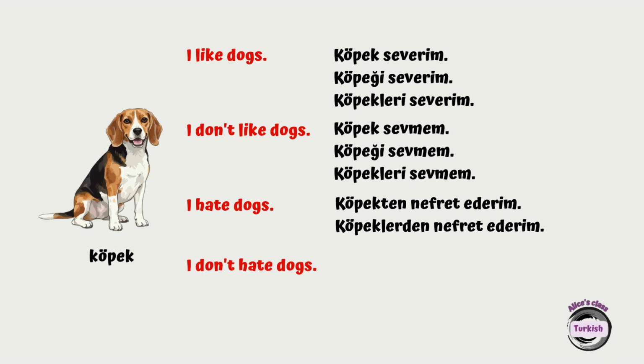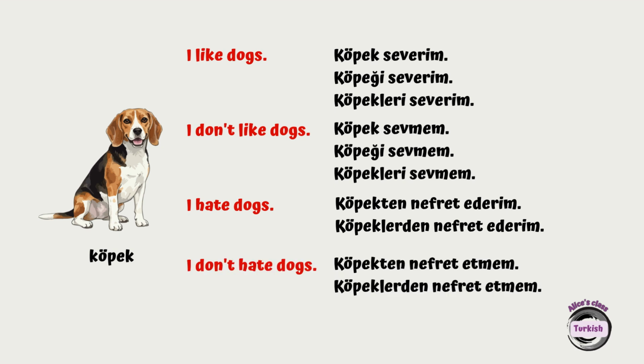How do we say I don't hate dogs? Köpekten nefret etmem or köpeklerden nefret etmem. So nefret ederim changes to nefret etmem. The rest is the same.